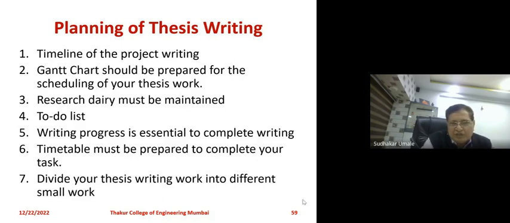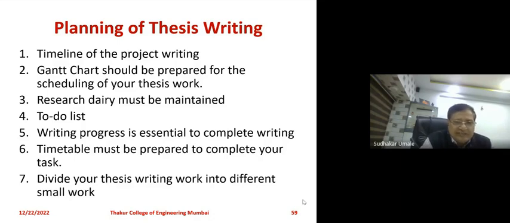The Gantt chart should be prepared for the scheduling of your thesis work. If you know what a Gantt chart means, then you are able to prepare it, and you have to give a particular time for each particular activity in the Gantt chart. And you have to prepare the research diary. Always from the first day of your PhD work, you have to prepare the research diary. In the per-day work, you have to mention in the research diary what you have done on a particular day, starting with the first day, second day, like that.